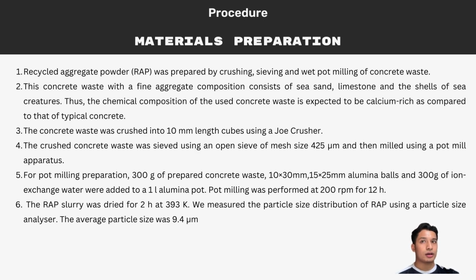Then the crushed concrete waste was sieved using an open sieve of mesh size 425 micrometer, and then milled using a pot milling apparatus. After the pot milling, the RAP slurry was dried for 2 hours at 393 Kelvin. Then we measured the particle size distribution of RAP using a particle size analyzer, and the average size that we got was 9.4 micrometer.